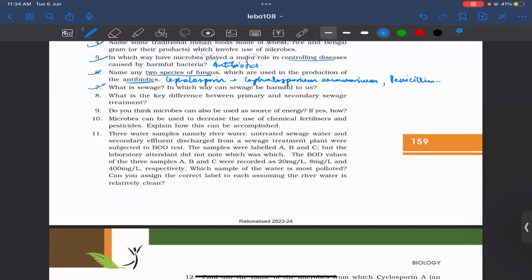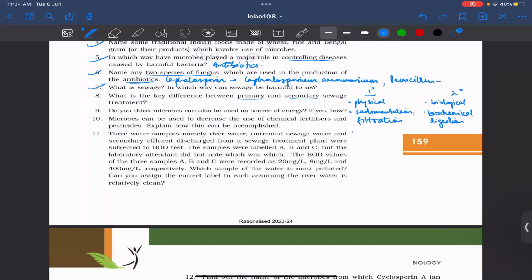Now, what is the key difference between the primary and the secondary treatment? We'll just discuss the key points here. First, primary and then secondary. The primary one is on the basis of physical treatment, while the secondary includes biological treatment. The primary is based on sedimentation and filtration. The secondary is based on biological digestion, biochemical, I would say, biochemical digestion.